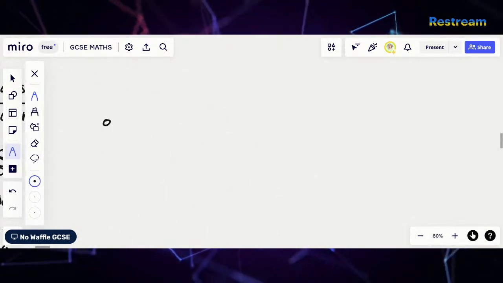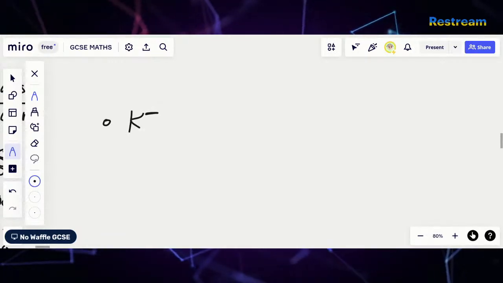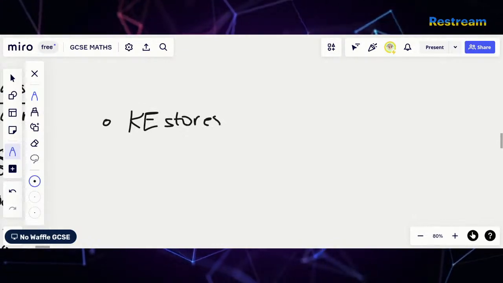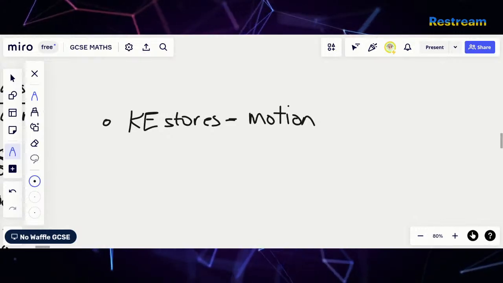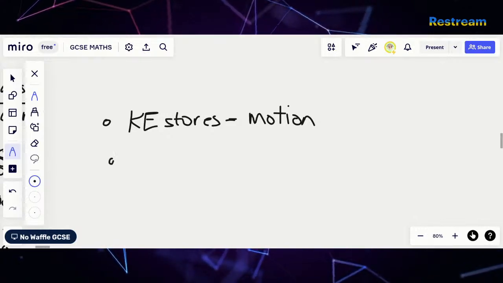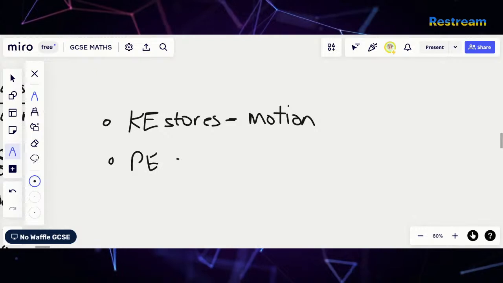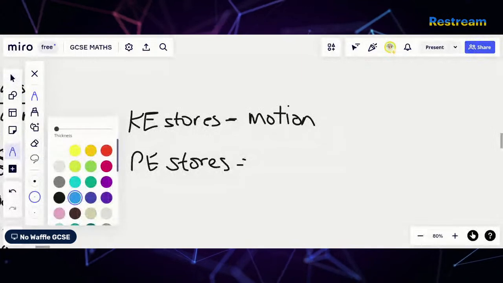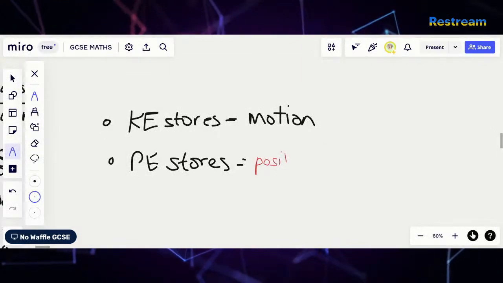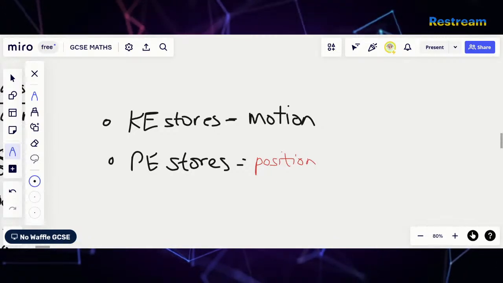Now we need to know about internal energy and changes of state. The particles in a system vibrate or move around. They have energy in their kinetic energy stores. Kinetic energy is energy stored in motion. However, there are also stores called potential energy stores, which is the energy stored in your position. So just think of kinetic energy and potential energy as opposites. Kinetic energy is in motion and potential energy is in position.